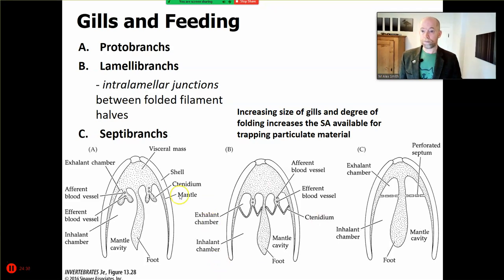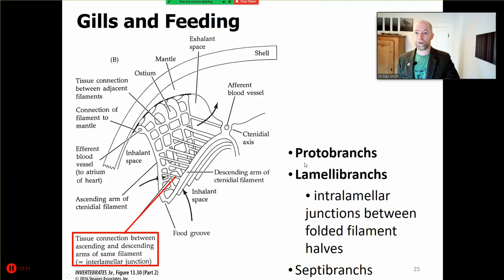Within this, we have protobranchs, lamellibranchs, and septibranchs. These all have to do with the number of folds that are created. If we start with the protobranch, we have just two mantle nidia hanging off on each side. Then we have a lamellibranch, where there's an interlamellar junction that produces two different folds. And then we have a septibranch, and they eat very differently, and we'll talk about that on its own in a second.